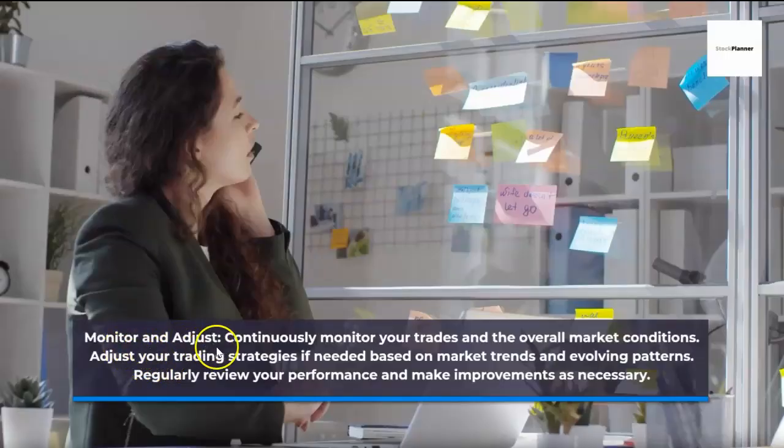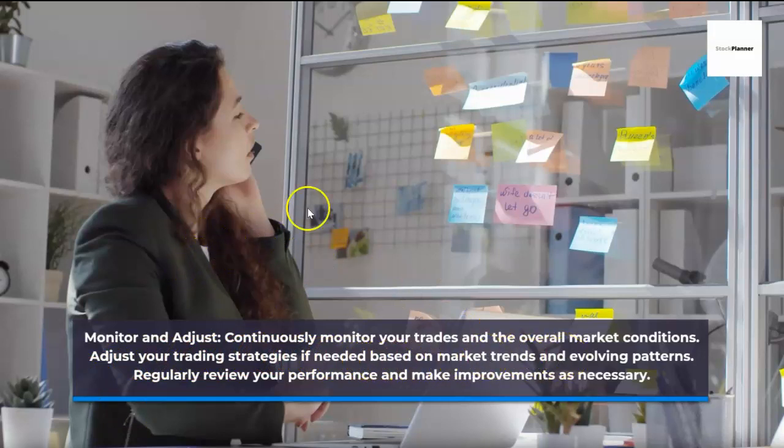Monitor and adjust your trade. Even if you're working full time, you have time to look at your trades for a few seconds, even in the bathroom. Or when news changes, you can react. And also adjust your trading strategies as needed based on market trends.